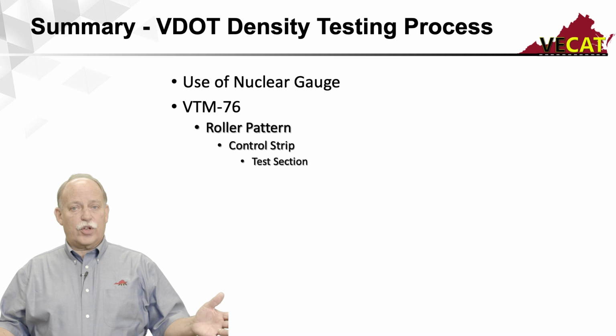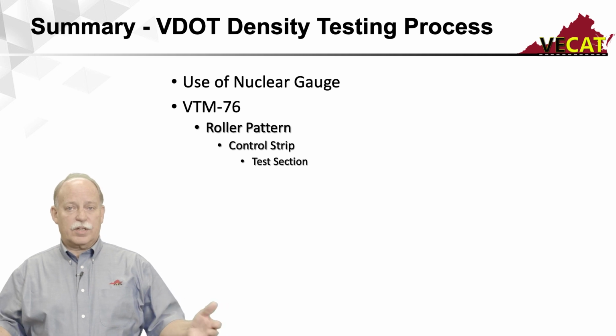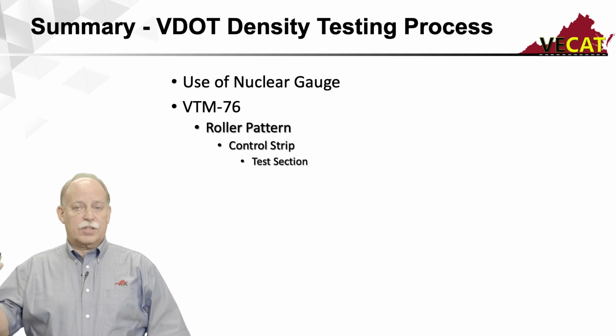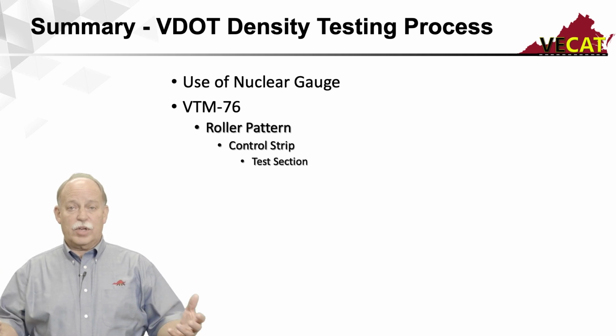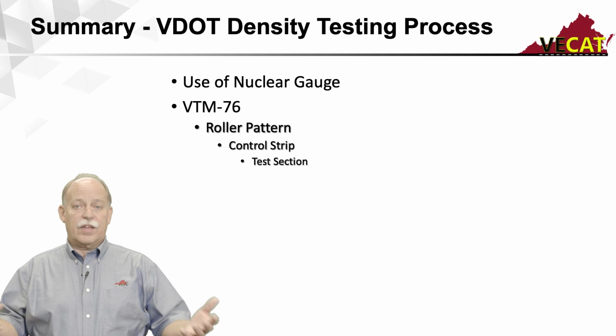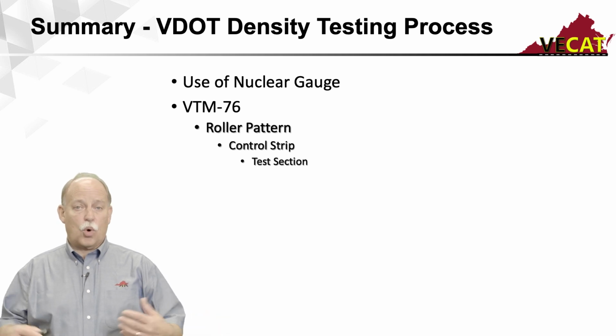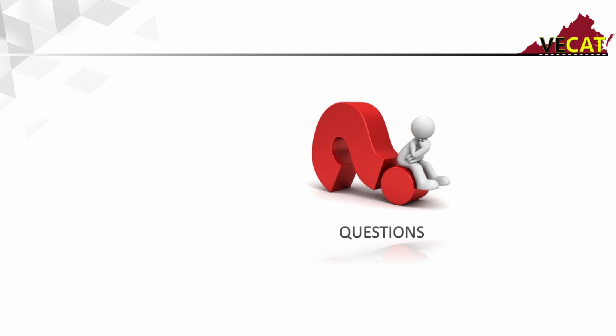This has just been an overview of all the density testing and density testing requirements, taking you from the roller pattern and control strip, talking about different types of unique situations for density testing, and then your method A and method B requirements for test section. We're going to walk you through each step of those in the subsequent modules. If you have any questions, please see your moderator.